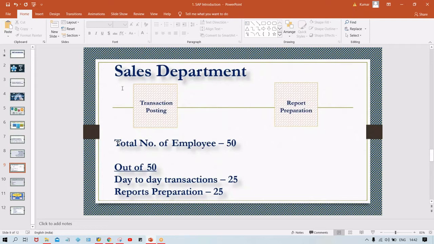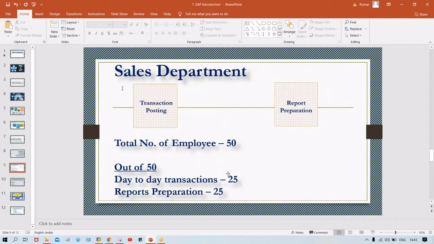Various kinds of reports are asked for by management, and these people have to prepare and produce them, in the sense that they have to provide them. So this is the scene right now. Now what will happen, guys?